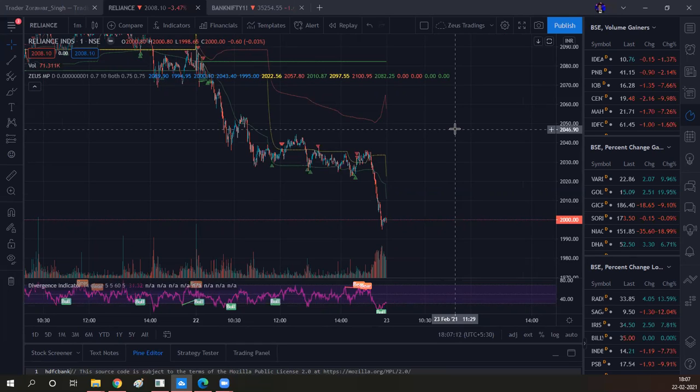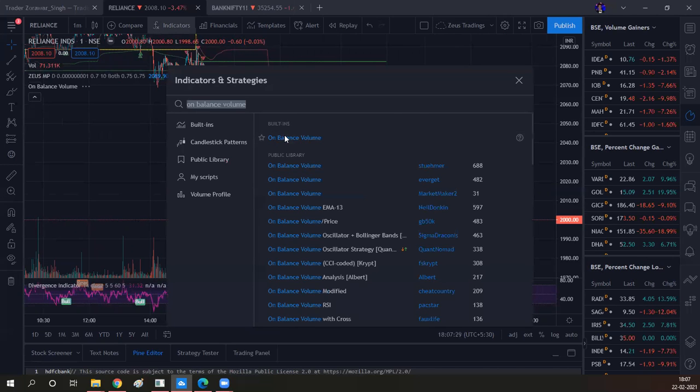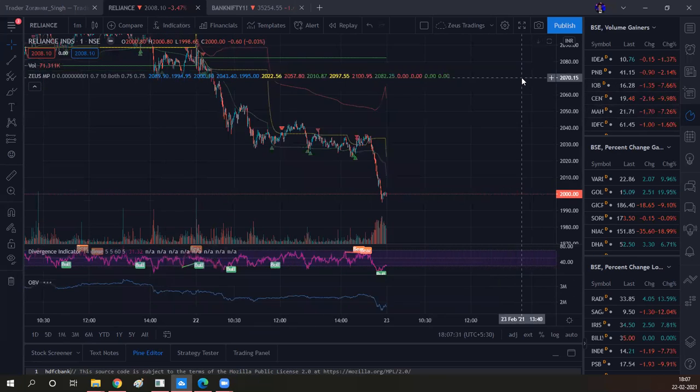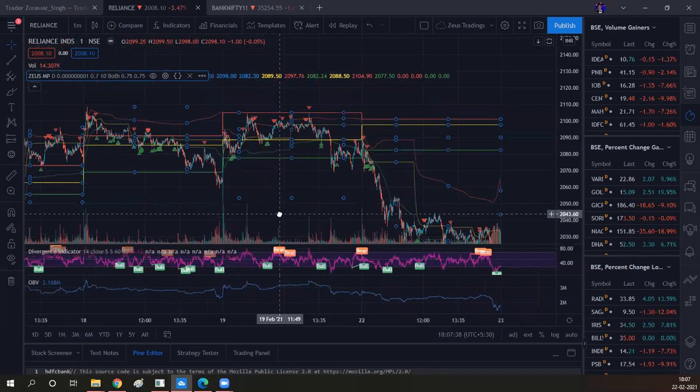Other than the OI chain, what other indicator can I use this in tandem with? What other indicator do I use with the divergence indicator other than the OI chain itself? The best complement is divergence itself, but if you want to really look at volumes, you can look at on balance volume. You can compare the on balance volumes and you can see.